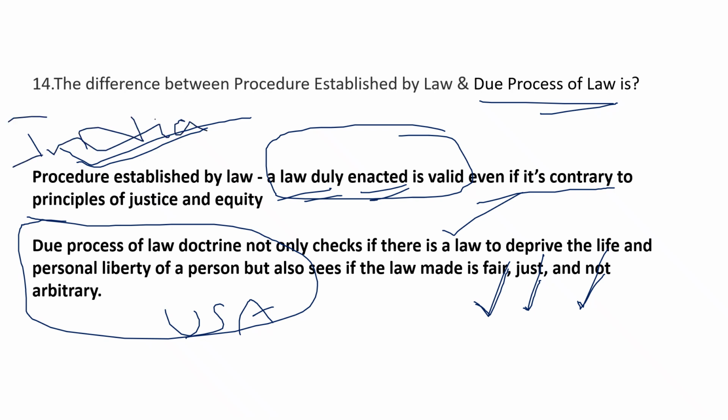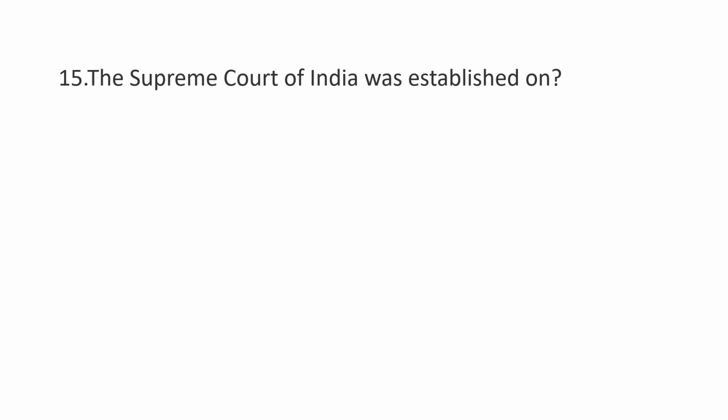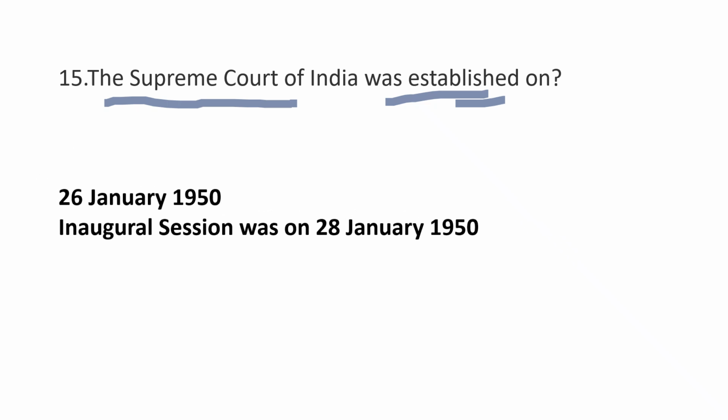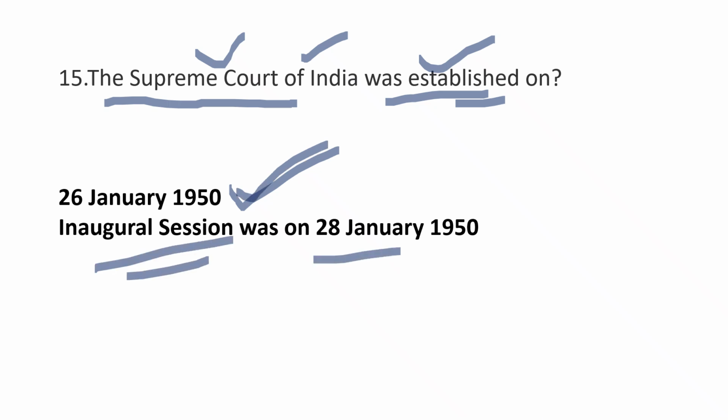Okay, next question. The Supreme Court of India was first established on? The answer is 26th January 1950. The Supreme Court of India was established on 26th January 1950. However, the inaugural session was on 28th January 1950.